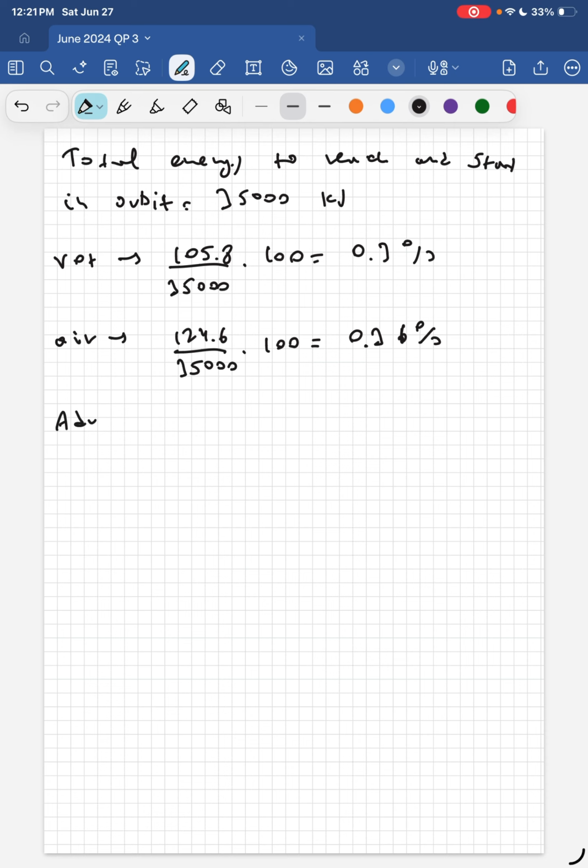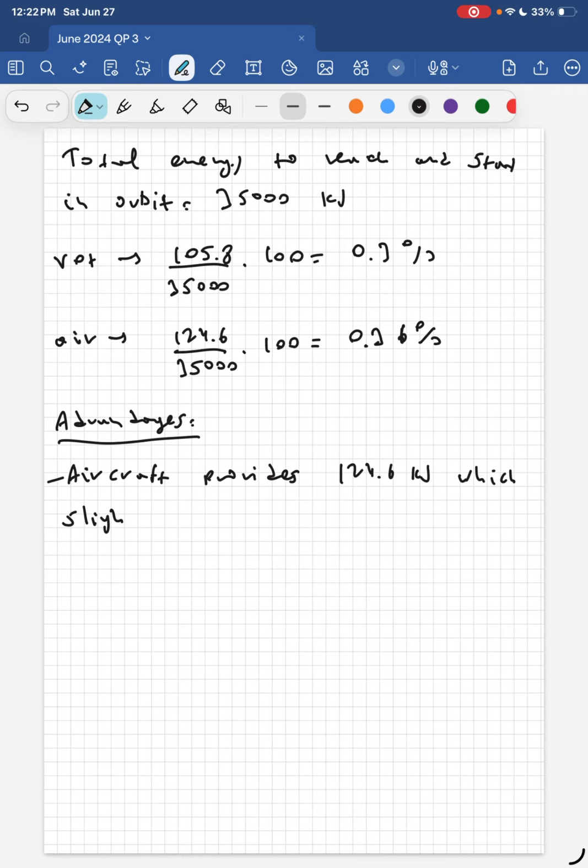So advantages: the aircraft provides 124.6 kilojoules, which is slightly more than the 105.8 kilojoules provided by just the rotation of the planet.